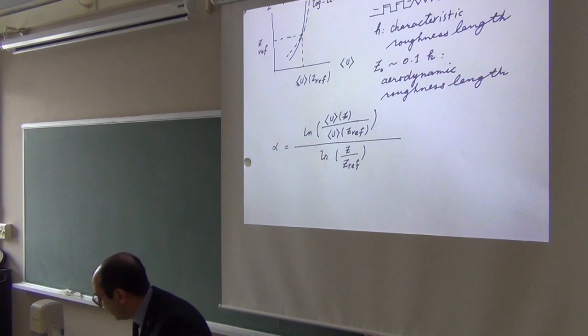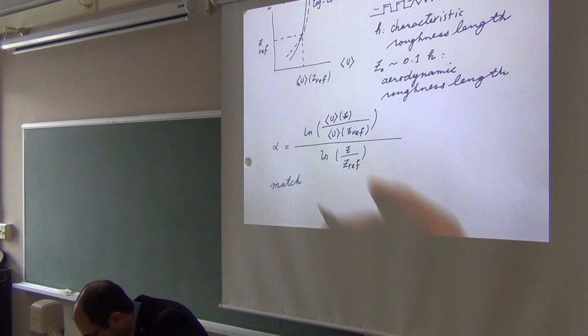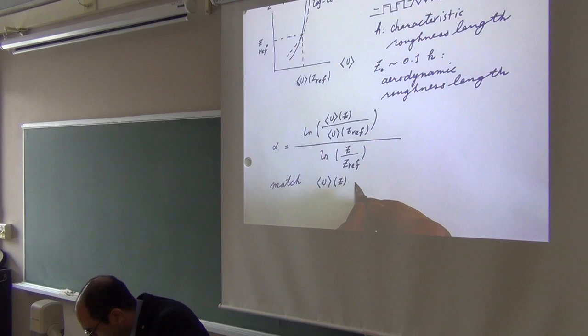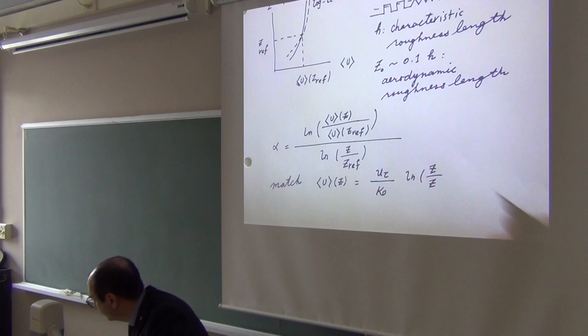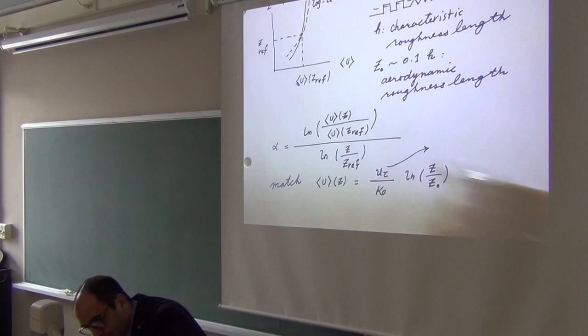So match U using the relationship for log of... what was u tau?